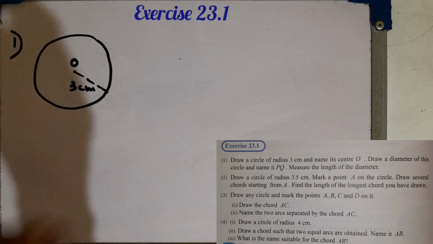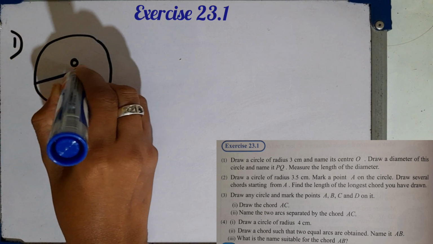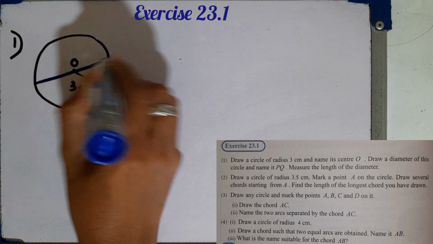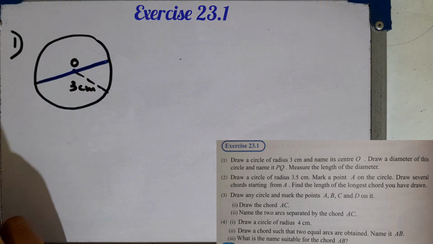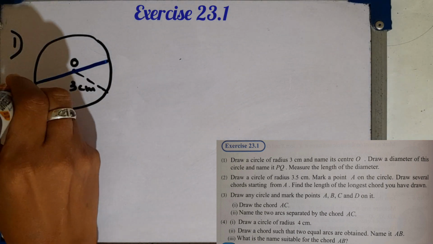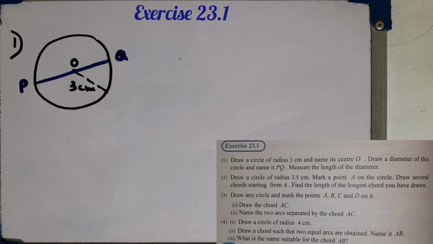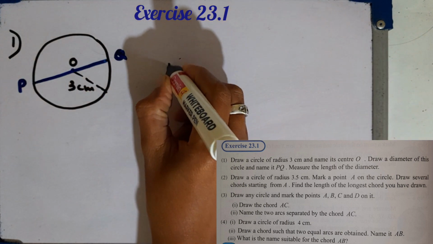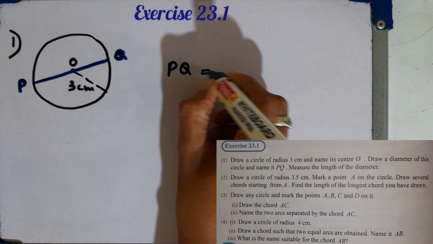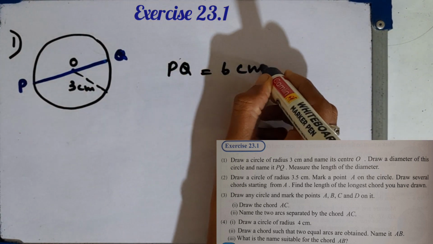Draw a diameter of this circle and name it PQ. Diameter can be drawn like this, a line going through the center of the circle. Then name it PQ. PQ is the diameter. Then what are they asking? Measure the length of the diameter. What will be the length of the diameter? PQ is equal to 6 cm.